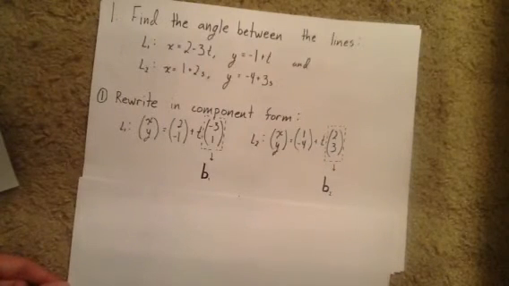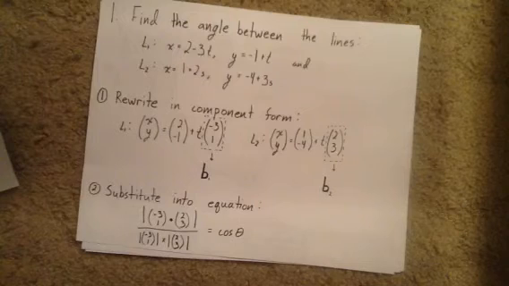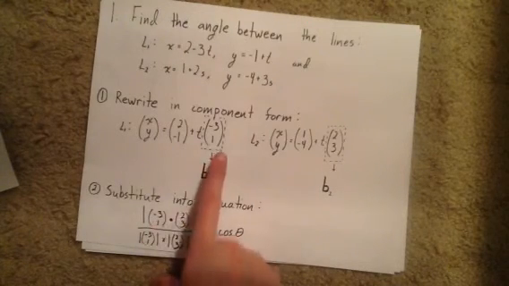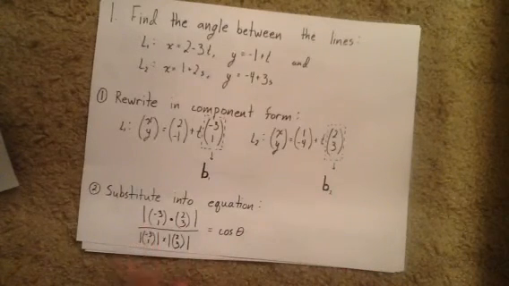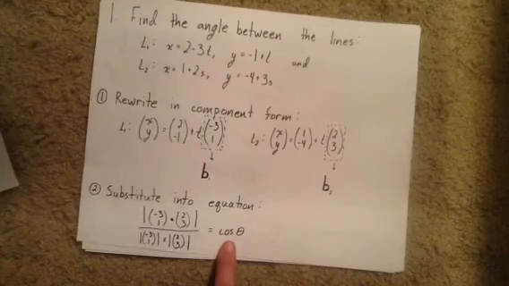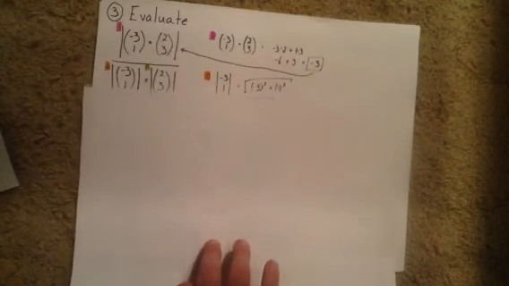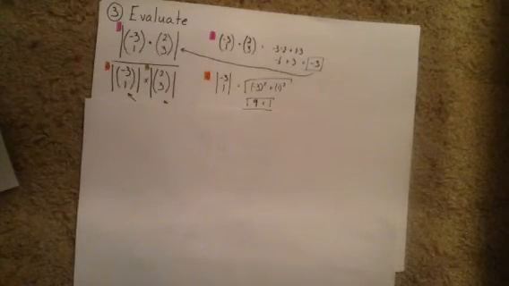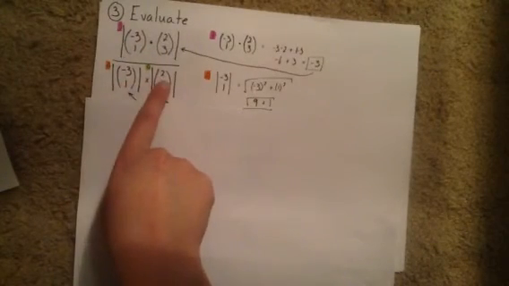We are going to take these 2 vectors and substitute them into our equation. So where b1 was, this vector will go. Where b2 was, this vector will go. And this is what we get. This equals the cosine of theta. Okay. Now then, we're ready to evaluate. I like to break this up into 3 chunks. I solve the dot product, and then the magnitude of one vector and the magnitude of the other.